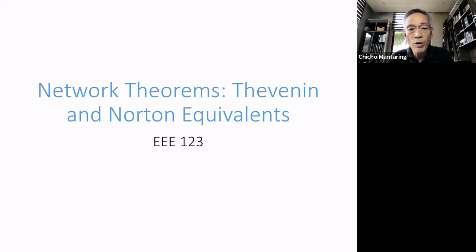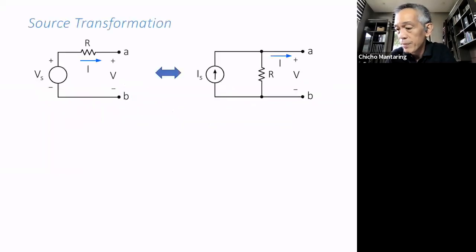First is Thevenin and Norton equivalents, that's based on Thevenin's theorem and Norton's theorem. And then the third, which we will touch upon next Thursday, is superposition. But before we do that, I want to discuss with you source transformation.